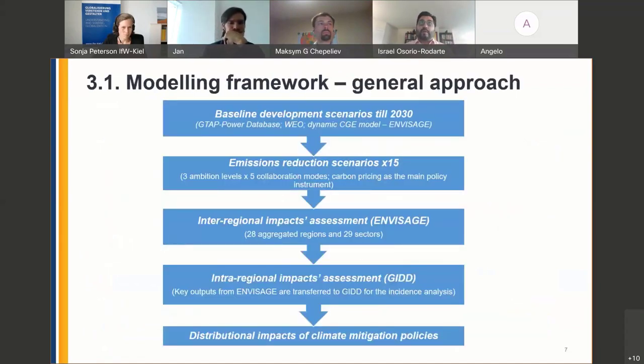I'm skipping this in the interest of time. So how we put this into a top-down methodological framework. We start, as in other scenarios, by building a baseline. We have emission reductions. We pass them through to the global equilibrium model. And then there is a linkage that goes into our distributional analysis model, called the global income distribution dynamics, or GIDD. And with this, we derive inequality measures that I will show you in the results.